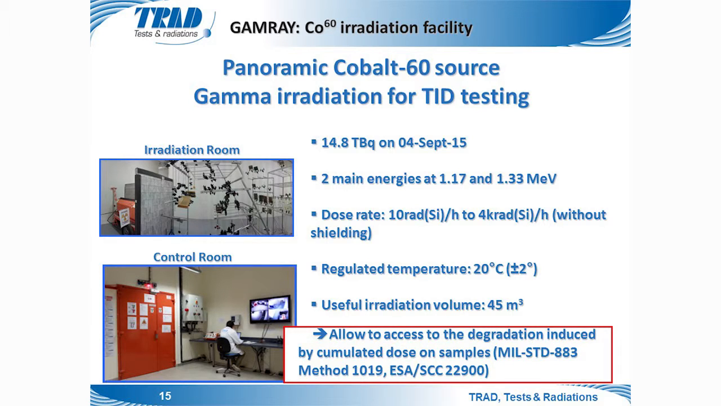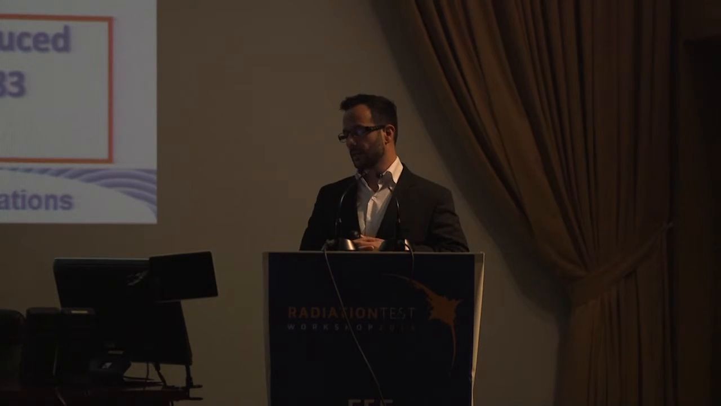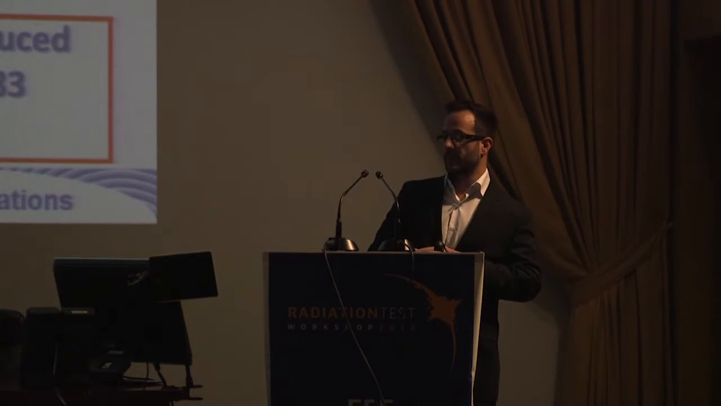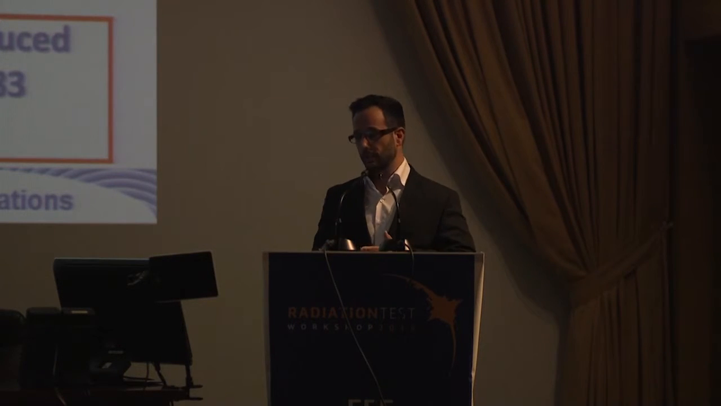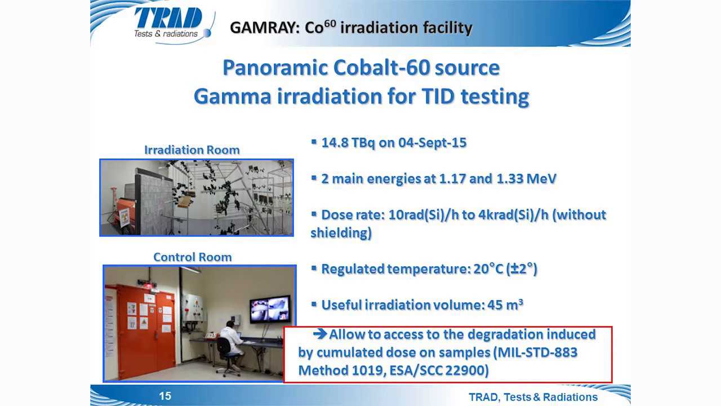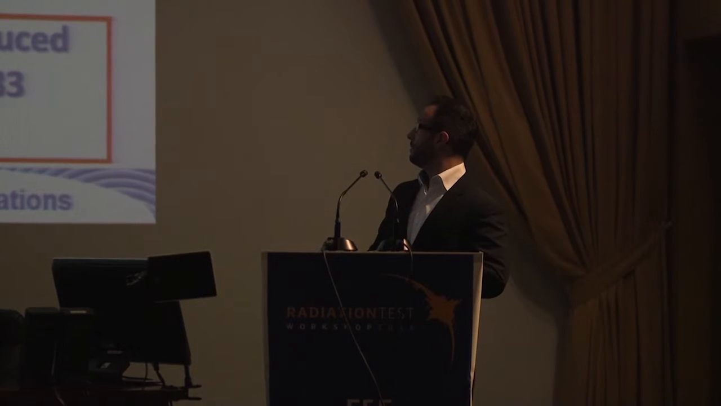The sources is from 14.8 terabecquerel to less in the few years, I think. The 2 main energies are the same for the cobalt, okay? The dose rate is from 10 rads per hour to 4 kilorads per hour without any shielding. The facility is regulated in temperature, of course, 20 degrees, and you can make irradiation with big sample because we have useful irradiation volume, 45 cubic meters.